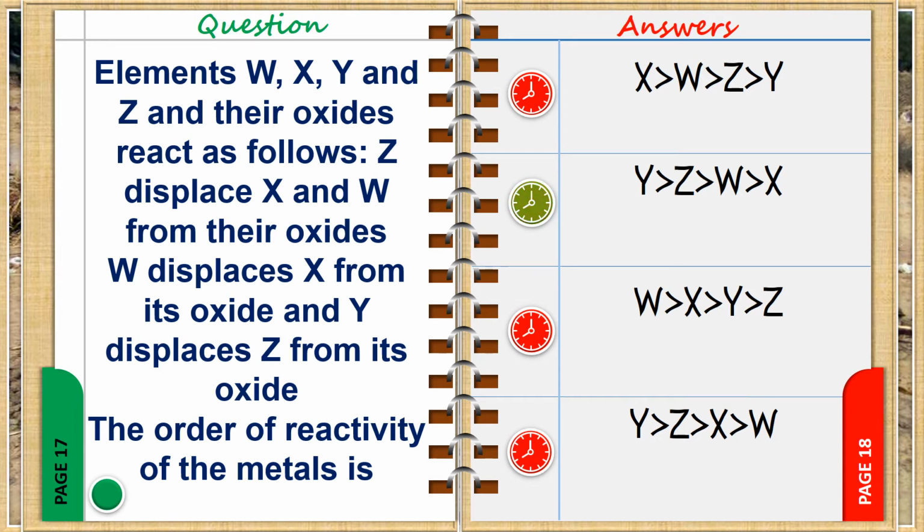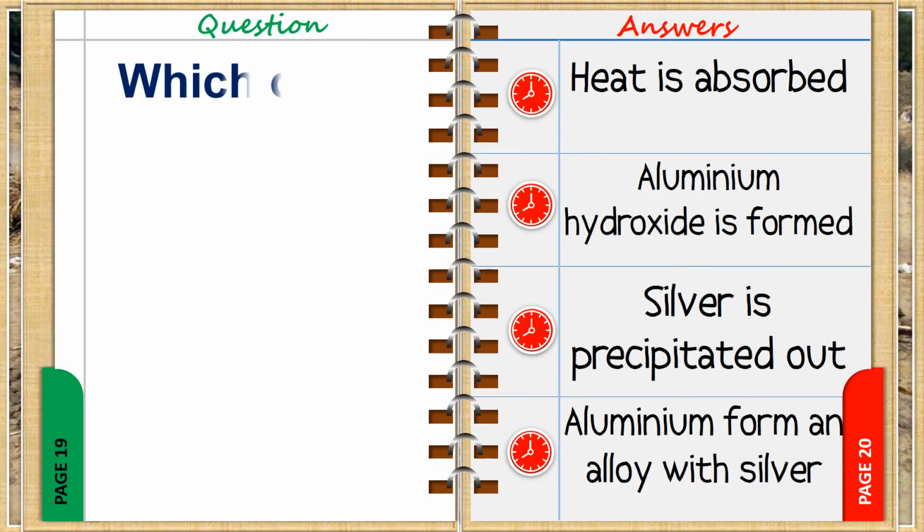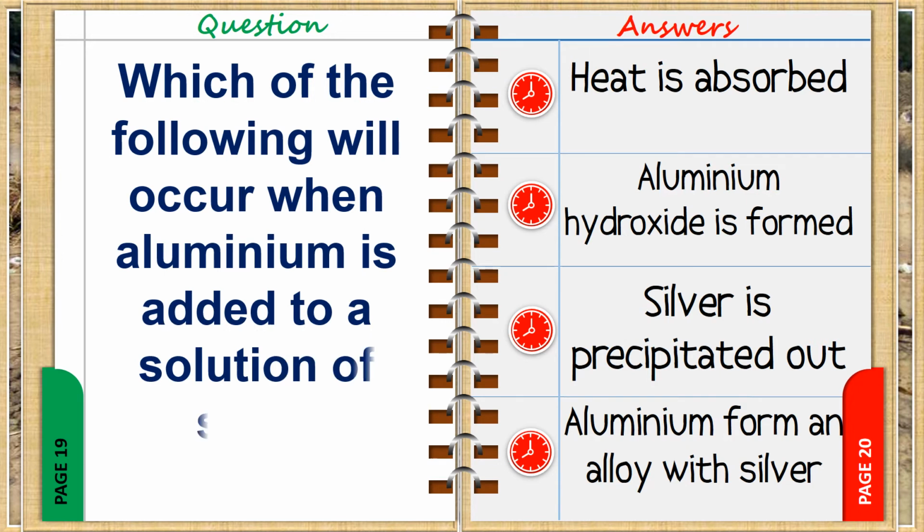Y, Z, W, and X. Which of the following will occur when aluminium is added to a solution of silver nitrate? Silver is precipitated out.